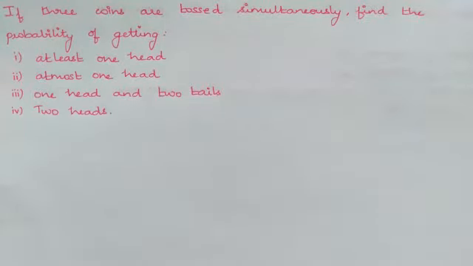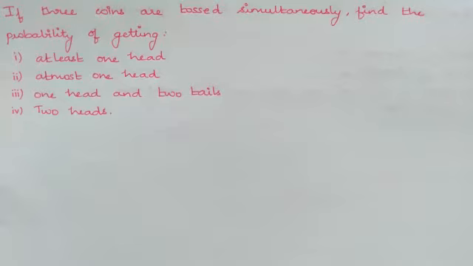If three coins are tossed simultaneously, find the probability of getting at least one head, at most one head, two tails, and two heads. So this is the question. In this question we have to imagine that we are going to toss three coins. When we are tossing a coin, we have only two possibilities: one is getting a head or we can get a tail.